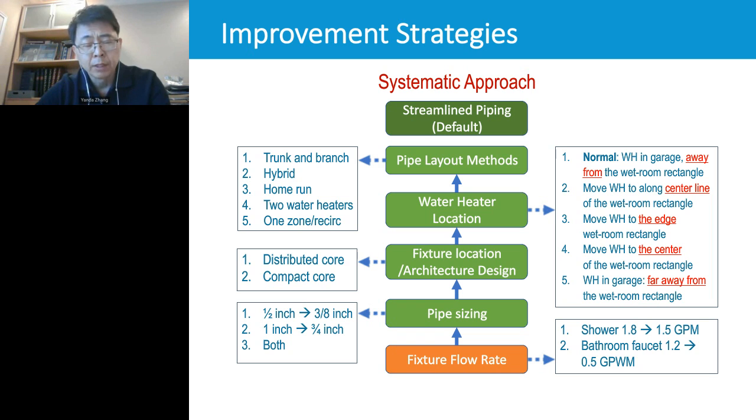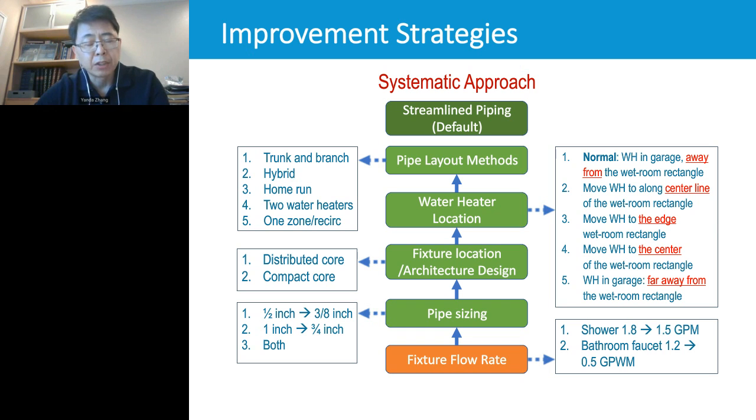There's also an aggressive improvement approach, number 4, to move the water heater to the center of the wet room rectangle. Basically, it is to move the water heater to the middle of the house to be close to fixtures. And then for fixture location and architecture design, we have 2 options. One is a normal architecture design. You have fixtures scattered in the house. And the second option, you have an architecture design that allows a compact core, meaning fixtures will be close to each other. And then for pipe sizing, you can see we consider 3 options.